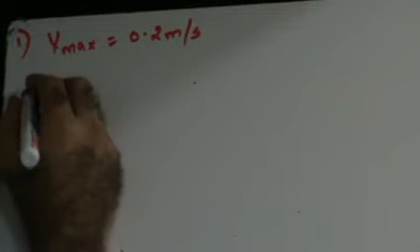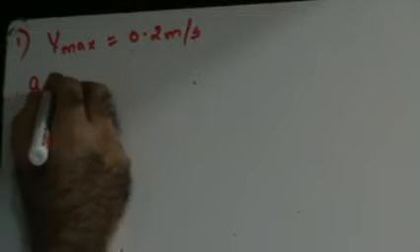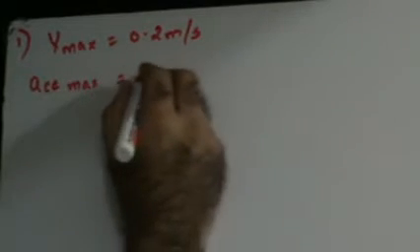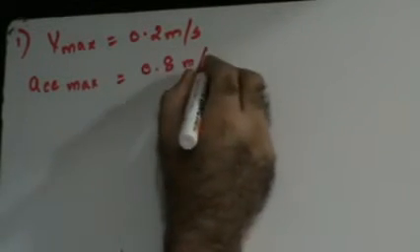Find the maximum velocity of a particle performing linear SHM. The maximum velocity of a particle performing linear SHM is 0.2 meters per second, and the maximum acceleration is 0.8 meters per second square.